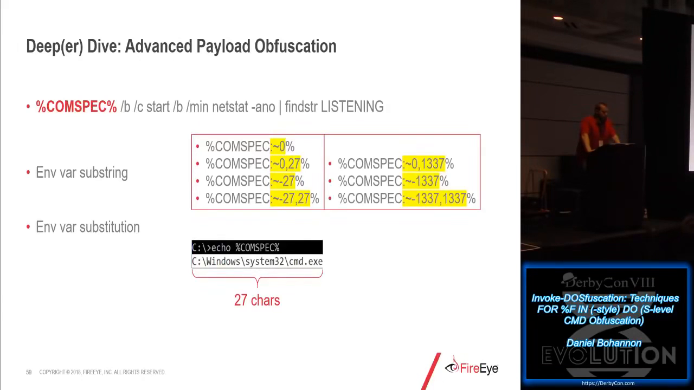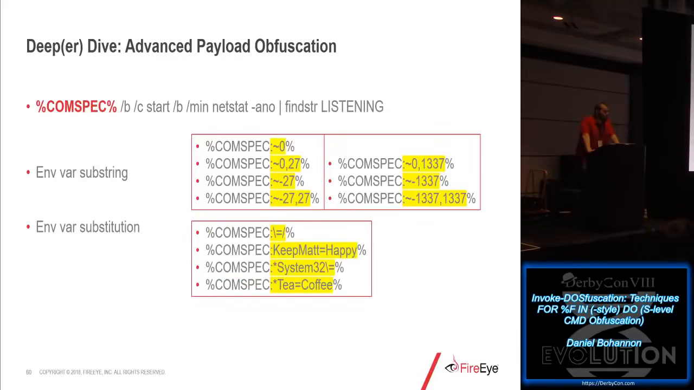In addition, we don't have to stick to the length of the variable. We can use any longer length and it will still work just fine. So you can use a leet number as your substring length there, and it will still resolve to the exact same command. We can also go the substitution route, which is more along the lines of what FIN7 was doing. So we can say, okay, replace every backslash with a forward slash.